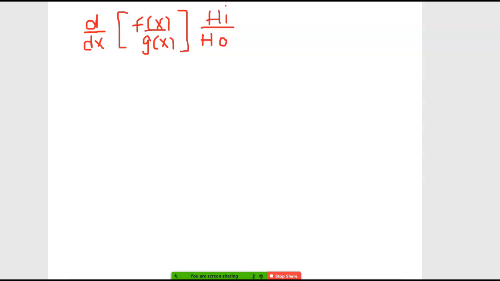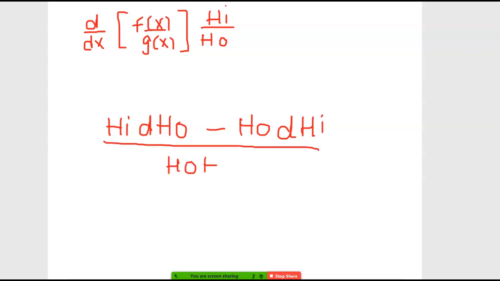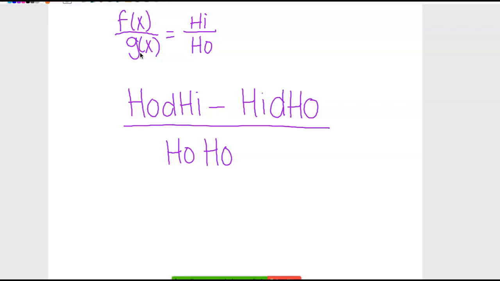So the derivative of f of x over g of x becomes HIdHO minus HODI all over HOHO. Why does that feel backwards? So let's go back. Pretty sure as I just said that, I wrote it backwards. HODI minus HIdHO all over HOHO. So it's the bottom times the derivative of the top minus top times the derivative of the bottom all over the bottom squared. Sorry about that. I wrote it and I was like, this feels so wrong. HODI minus HIdHO all over HOHO.